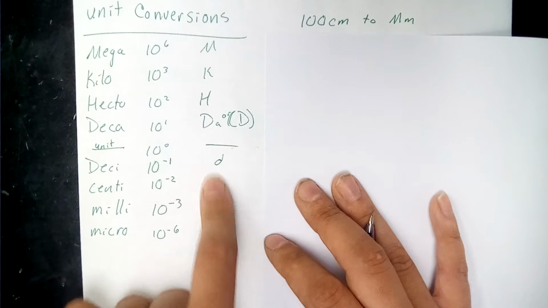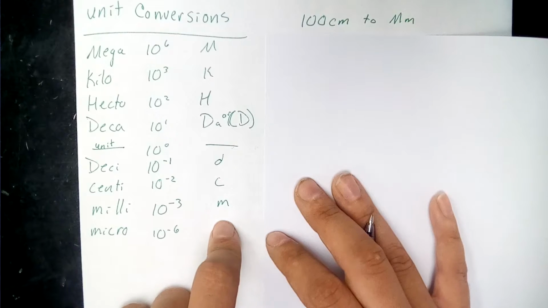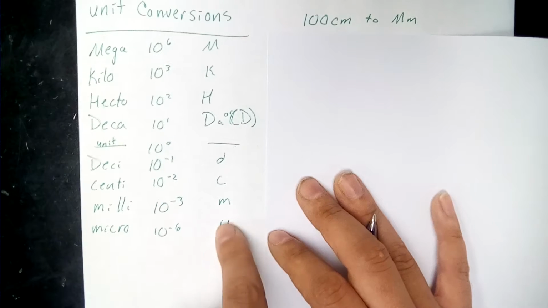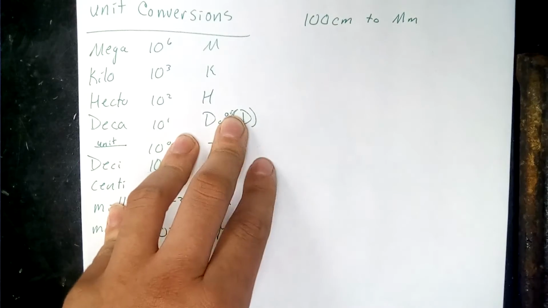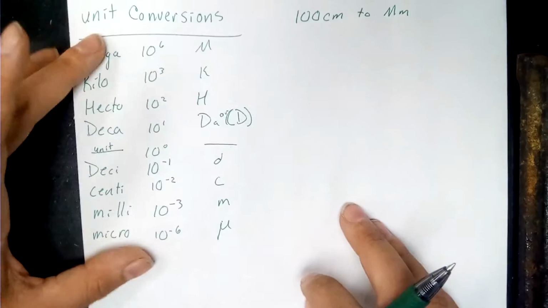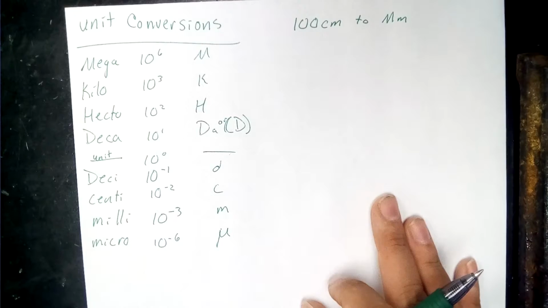Deci is a lowercase d, centi is a lowercase c. Like I said before, milli is a lowercase m, and micro is the Greek letter mu, which is a U with this funny tail on the front of it. Okay, so I'm going to show you two different ways to convert these units. The first way is going through and doing the dimensional analysis that you guys learned last year.